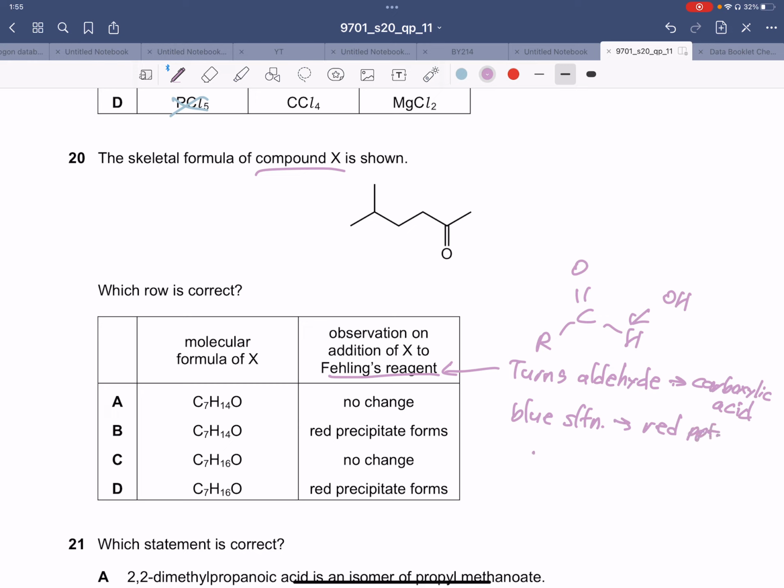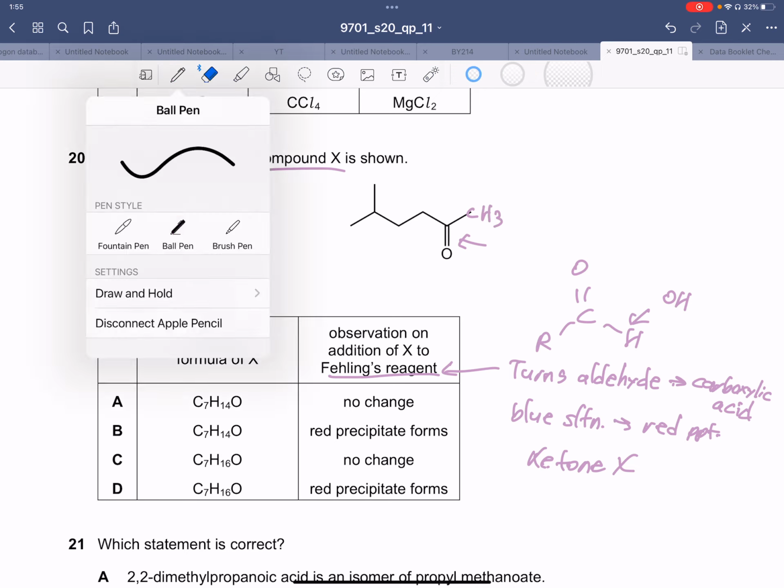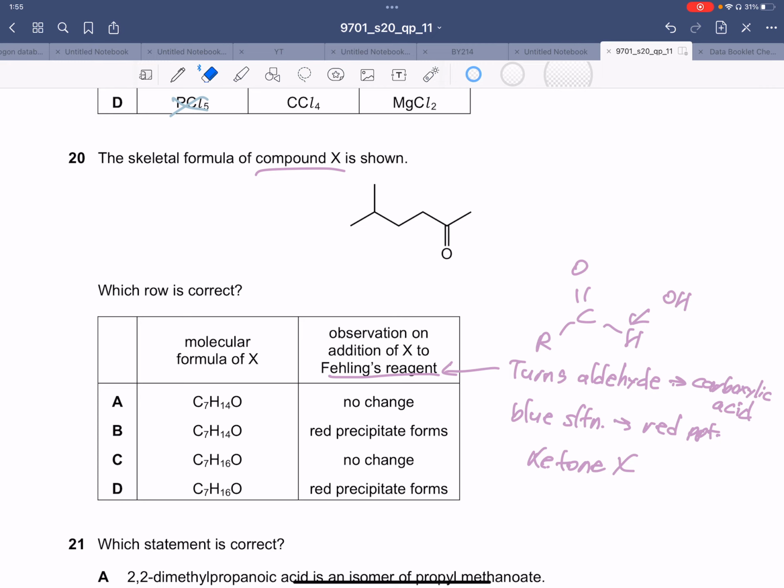And it won't react with a ketone. So this test only works with aldehydes. And in our question right here, that thing right here is actually a ketone because this right here is a CH3. And because of that, Fehling's solution will give no reaction. So in that case, we can eliminate the red precipitate because there's going to be no reaction, no change. So B and D are out.